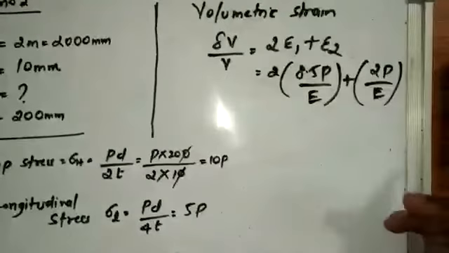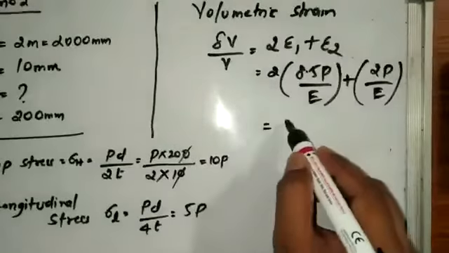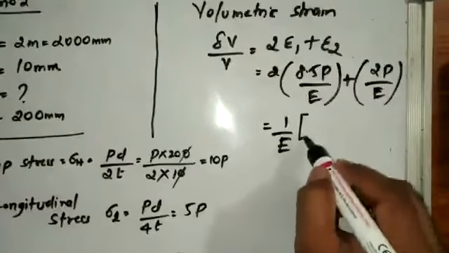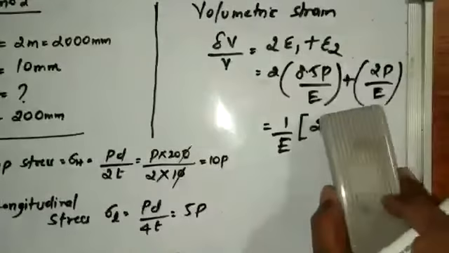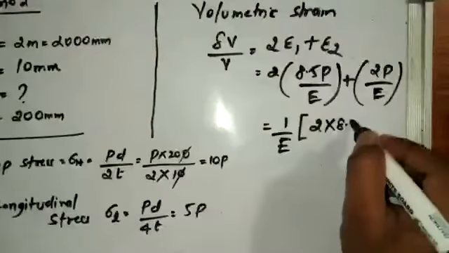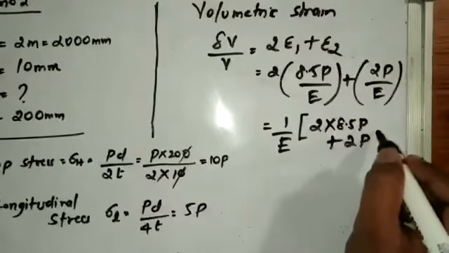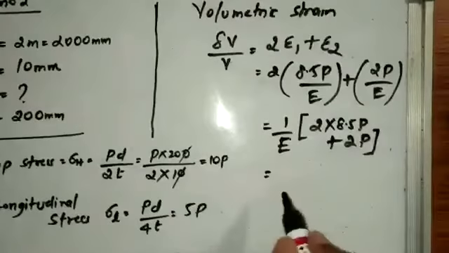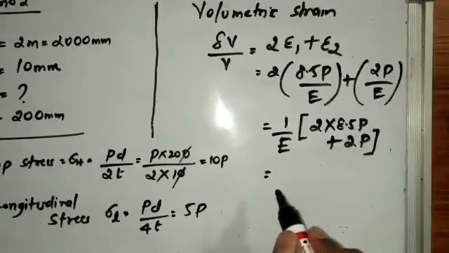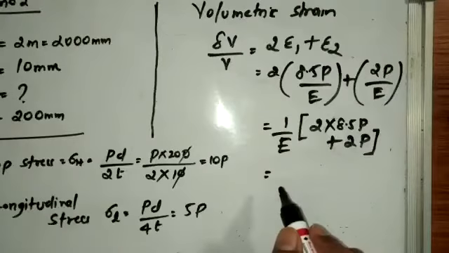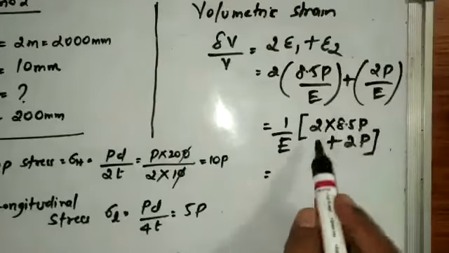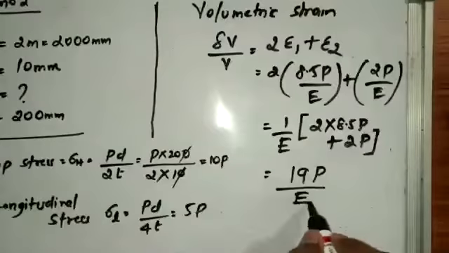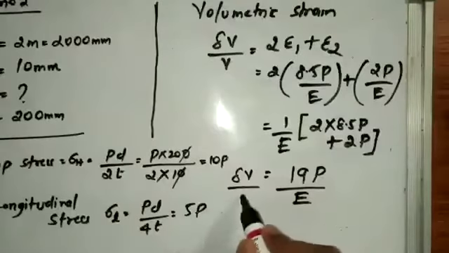Tell me the value. 2 into 8.5 P plus 2P. What is the value? 17, 18, 19. 19 P upon E. So that is volumetric strain.